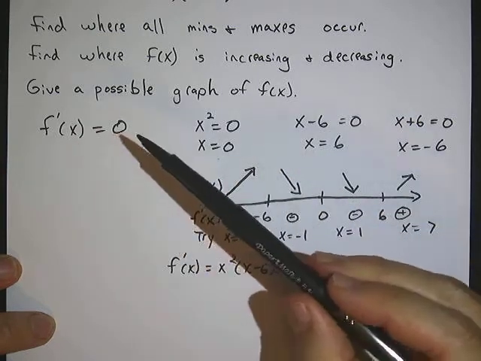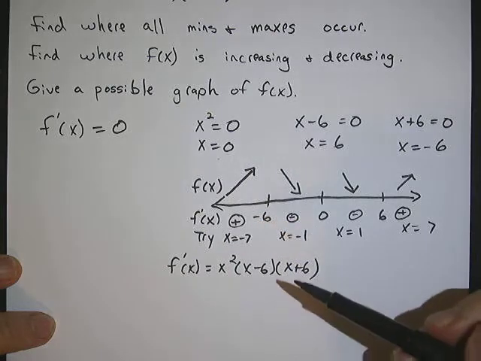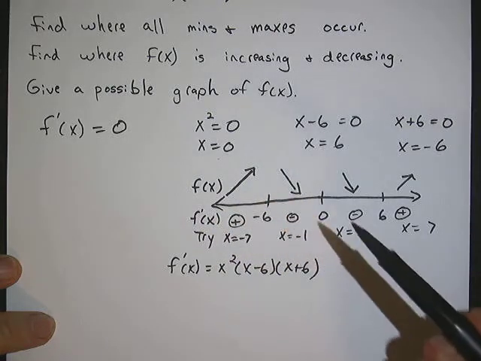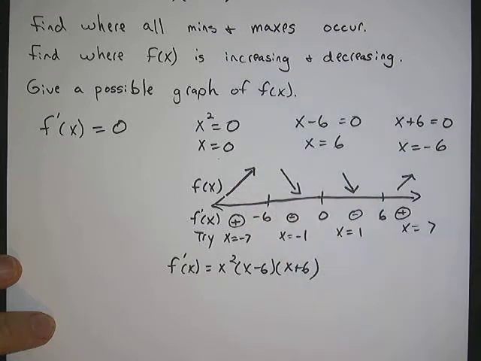That's where f prime of x is equal to 0. At negative 6, the slope is 0. So it's going up, hits a 0 slope, goes back down. So this is a local maximum.